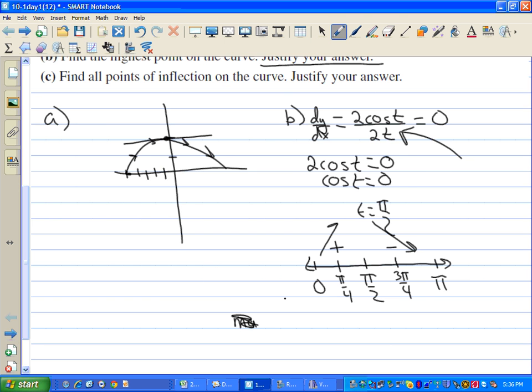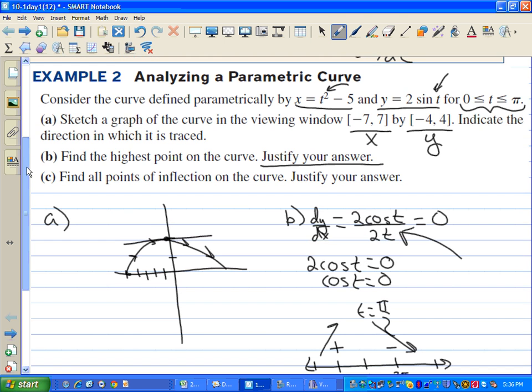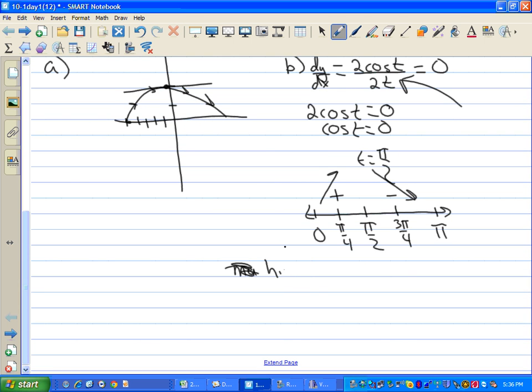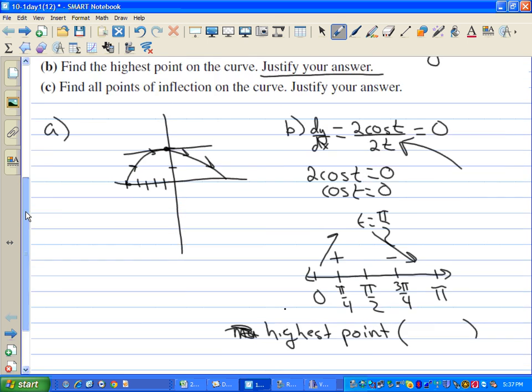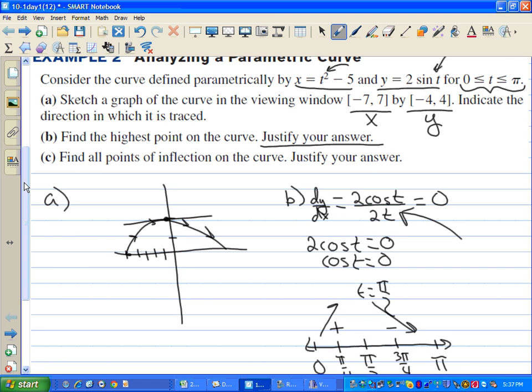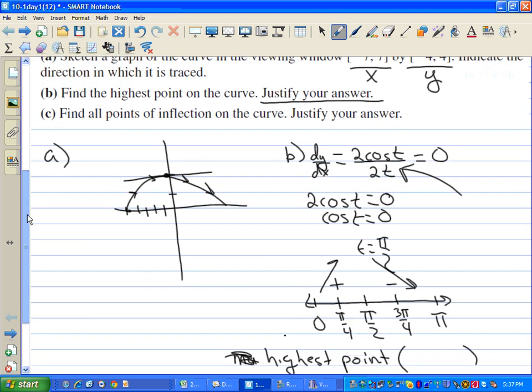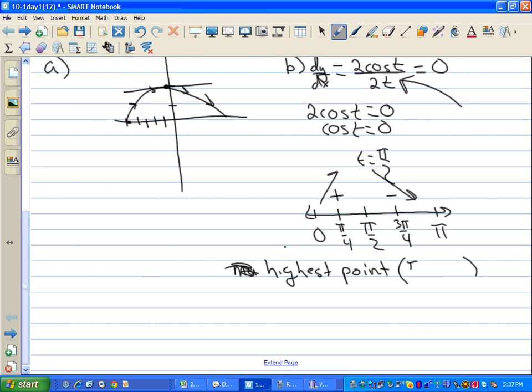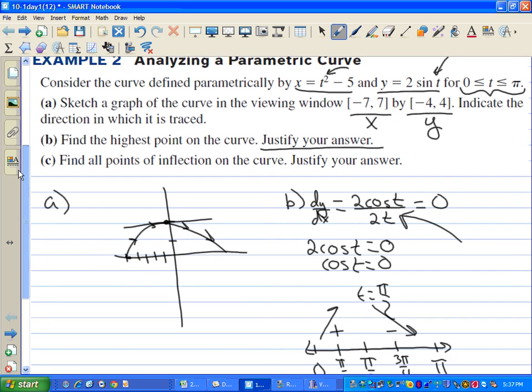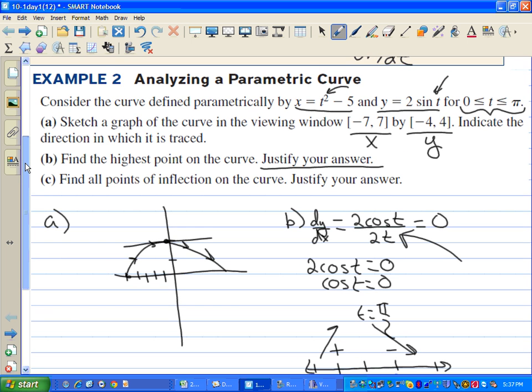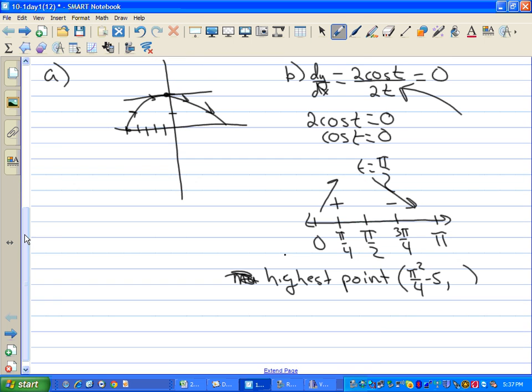Let me read that again. Find the highest point. So I'll say the highest point is, well, I guess we've got to plug pi over 2 in for the two values. It says find the highest point on the curve. The x is going to be pi over 2 squared minus 5, so pi squared over 4 minus 5. There's your x coordinate. And when you put pi over 2 in for 2 sine of t, you're going to get just 2. So there's the highest point. How do I know that?